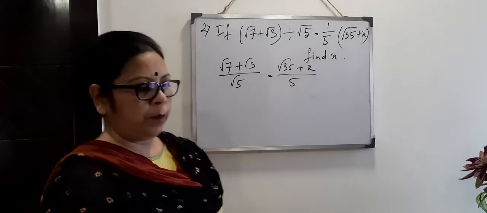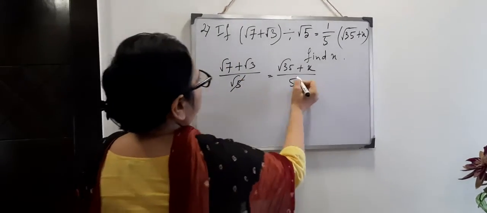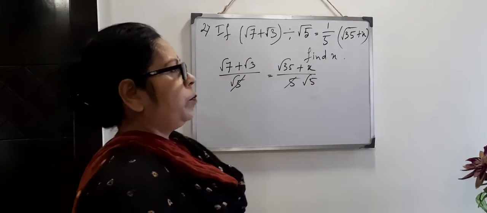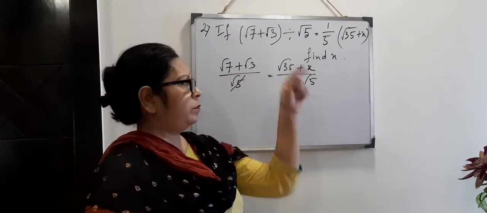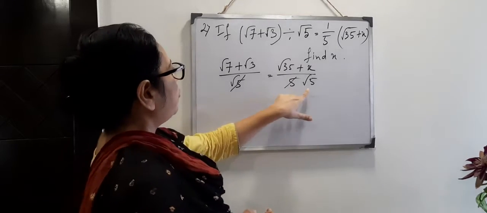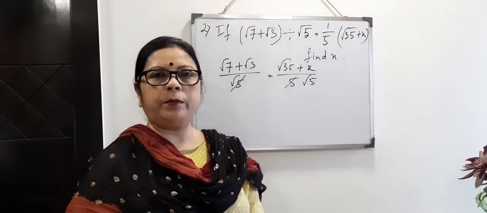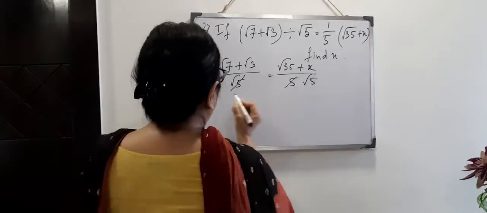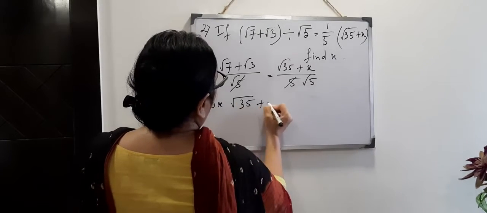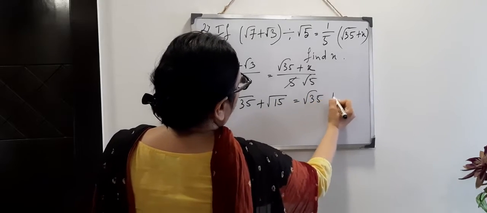Now you know 5 means root 5 into root 5. So if I cancel from both sides, it will become root 5. Now before starting the problem sums, I have told you that multiplication inside the root is possible. So root 5 into root 7, we can write root over 7 into 5, that means root 35. So next step we can write root 35 plus root 15 equals to that side.